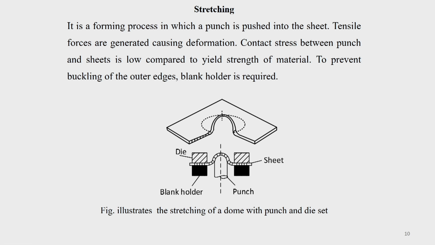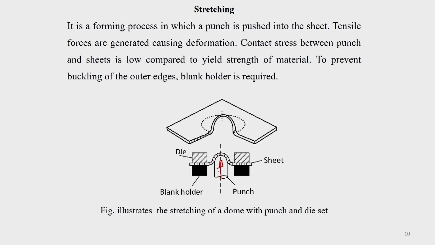Another is stretching. Stretching is a forming process in which, as you see in this figure, the sheet is held between a die and a blank holder, and then a punch is allowed to move upward or downward depending upon which way you want it.